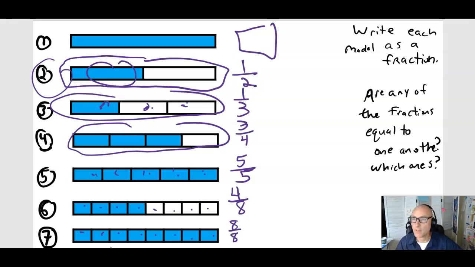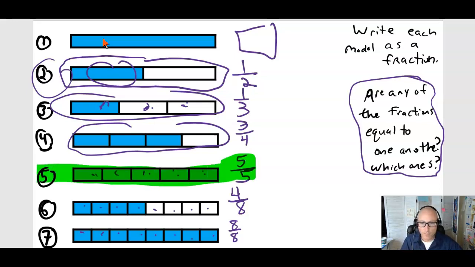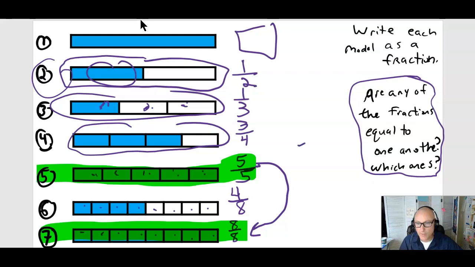So the next thing is write each model as a fraction. Are any of the fractions equal to one another? If so, which ones? Can you tell which ones are equal to one another? I don't see any of them equal. Oh, 5/5 is equal to 8/8. That's interesting. So we could say that 5/5 is the same thing as 8/8.